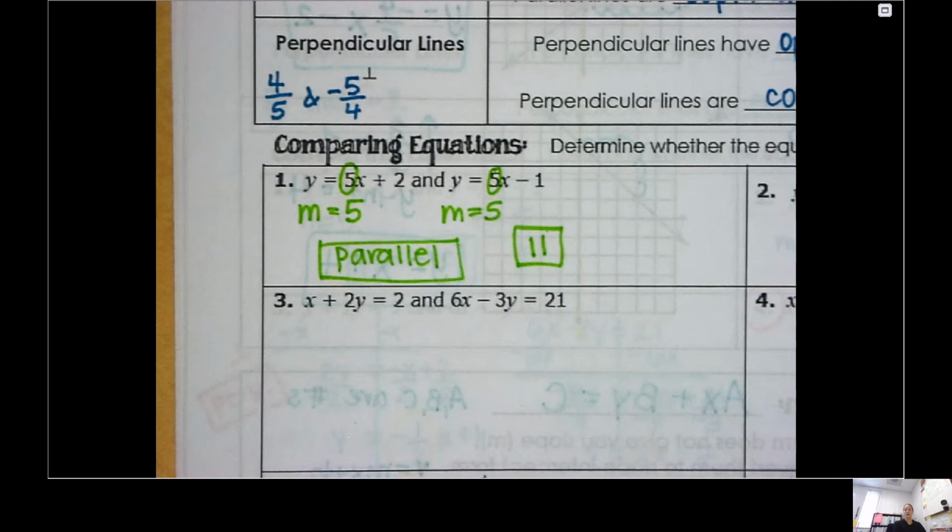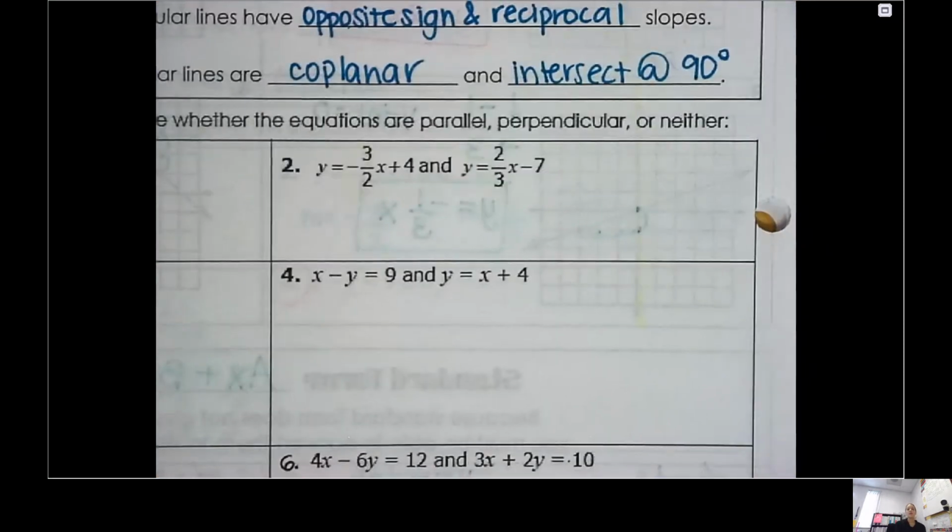That was it. Nothing. Wait, what? That's it. All you have to do is identify the slope. That's it. Number 2. What is the slope in the first equation?